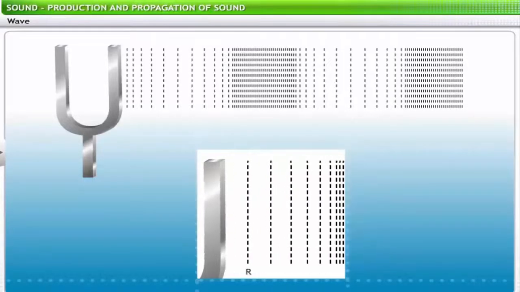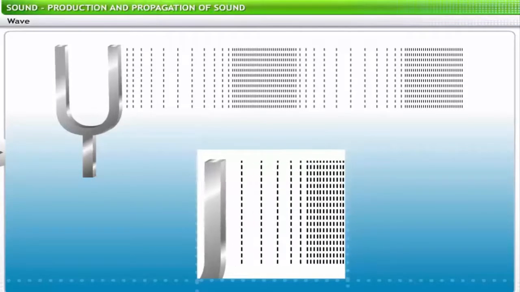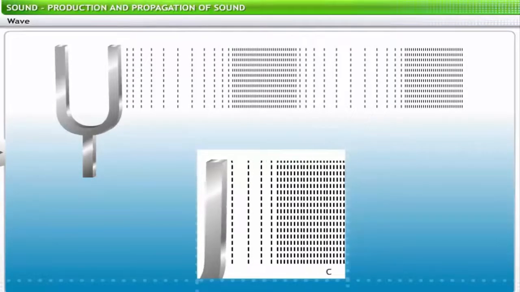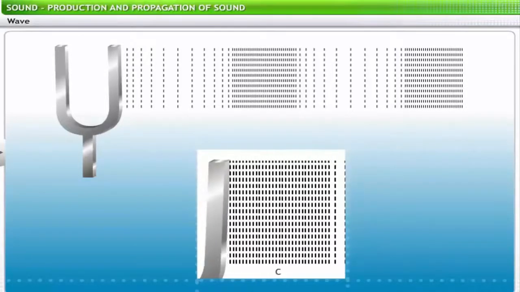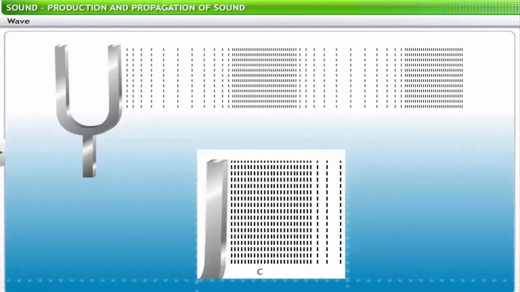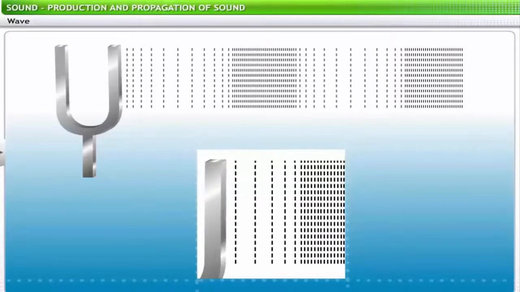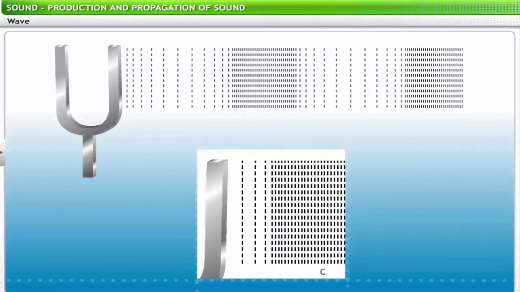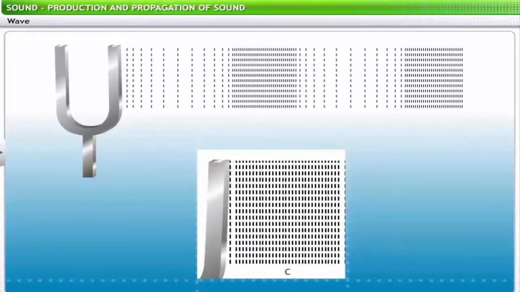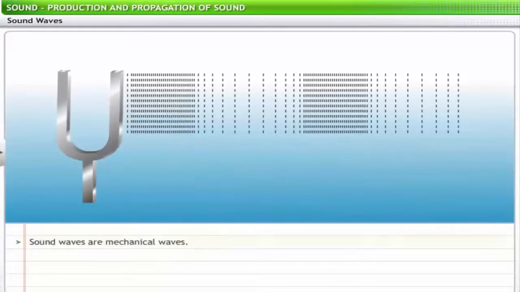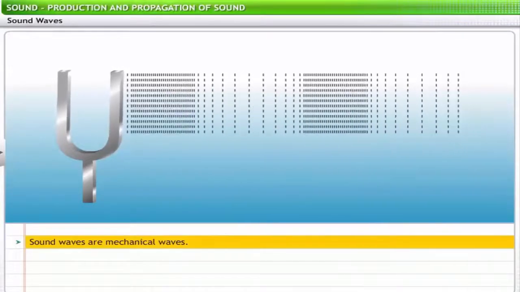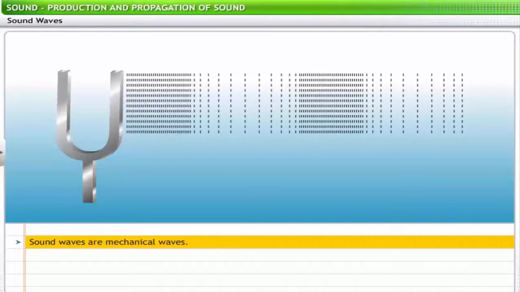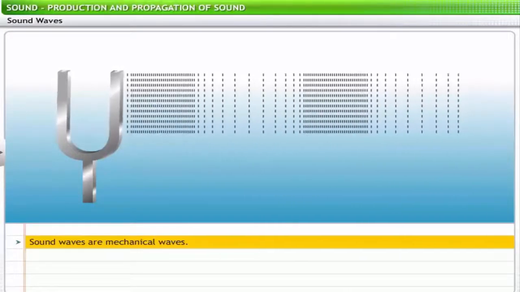Thus, as the tuning fork vibrates, the to and fro motion of the prongs of the fork create a series of compressions and rarefactions in the air between the fork and the listener. These compressions and rarefactions comprise a sound wave that propagates through the medium. Sound waves travel as disturbances propagated through air by a mechanism of particle-to-particle interaction. They are termed as mechanical waves.